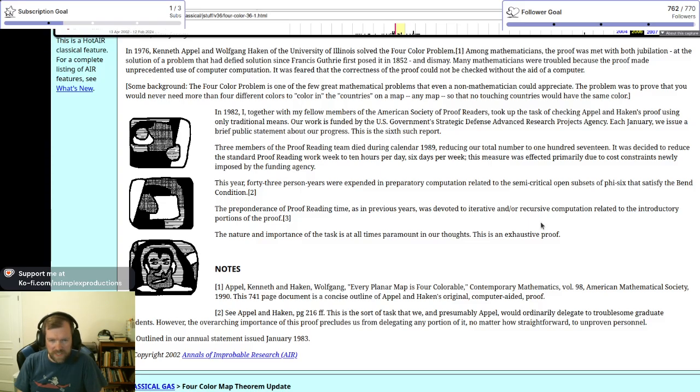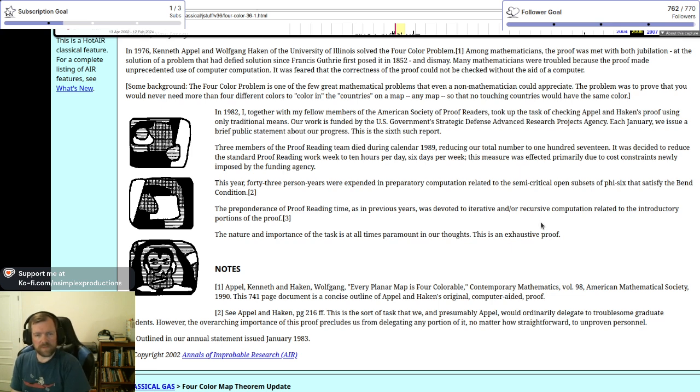This is the sort of task that we, and presumably Appel, wouldn't ordinarily delegate to troublesome graduate students. However, the overarching importance of this proof precludes us from delegating any portion of it, no matter how straightforward, to unproven personnel.